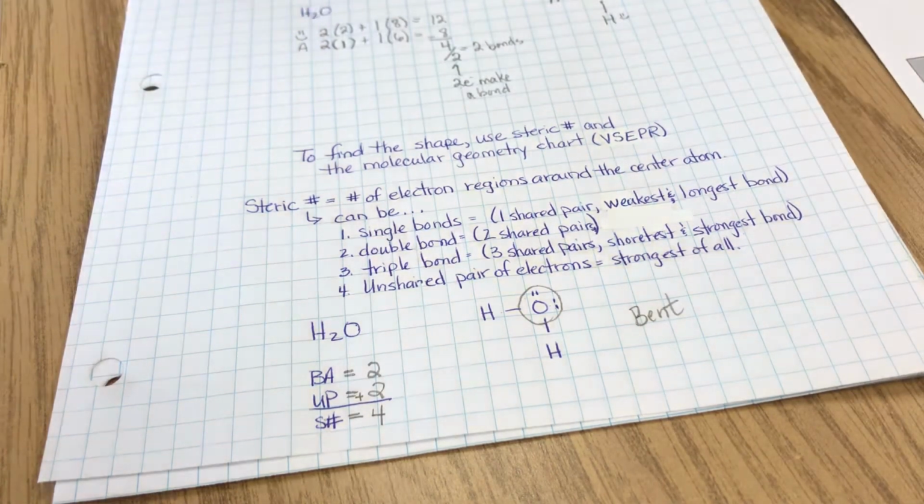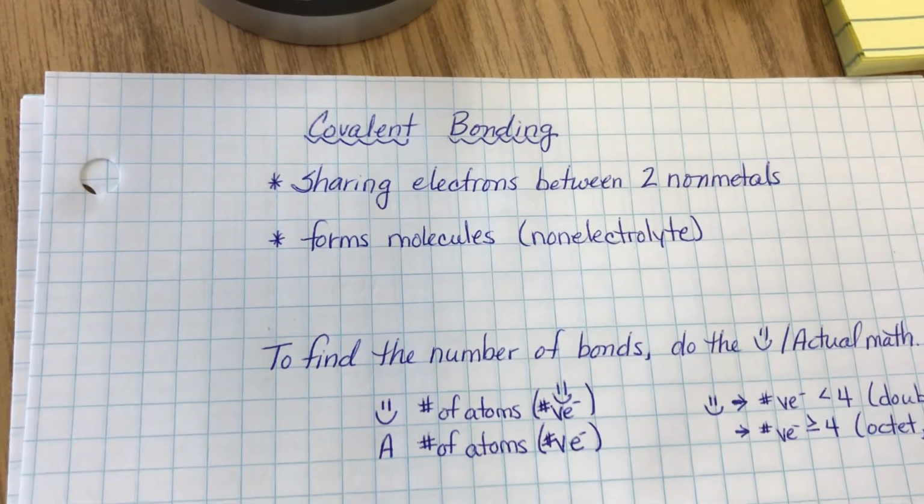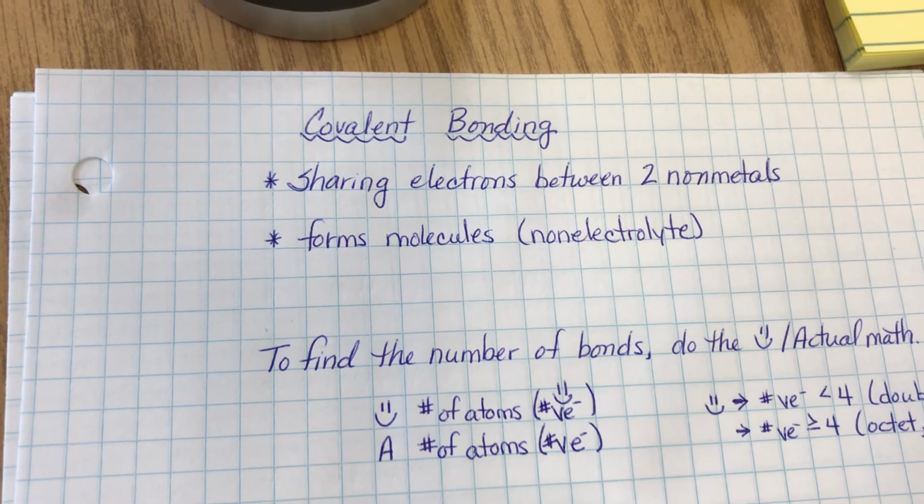And that is how you complete a covalent bond, from finding the number of bonds to drawing the Lewis dot diagram to finding its shape. And remember, covalent bonds are shared electrons between the 2 nonmetals.